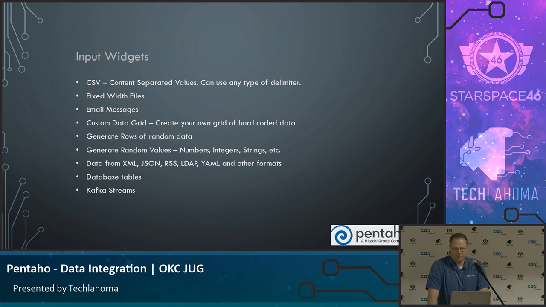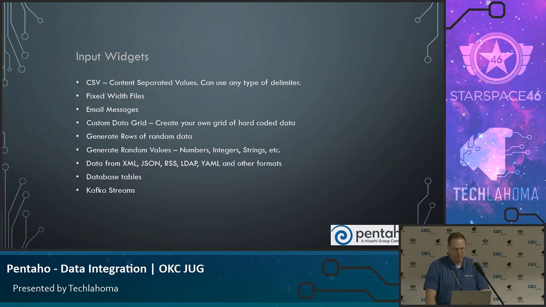Custom data grid, which allows you to build your own data grid of custom data if you want to write some test data to test your system with. You can generate rows of random data, and you can generate random values. With random rows of data, it just randomly sticks strings or numbers in there, or in a particular field you can have it build you a generic value, a number, an integer, a string, or whatever.